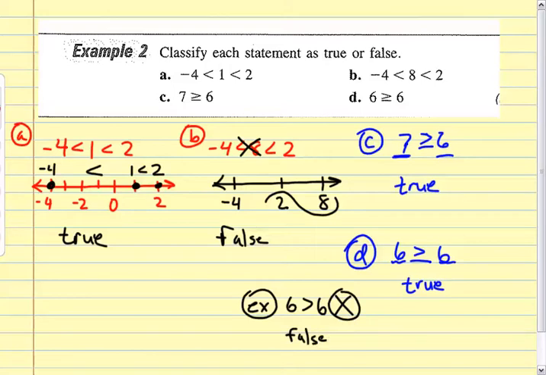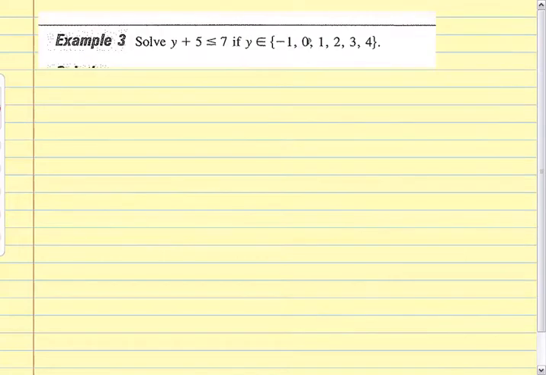Okay, because it doesn't give the option of this number equaling this number, and 6 is not greater than 6, okay? All right, so simple enough there. Done. Keep moving. Let's look at example number 3 here, okay?